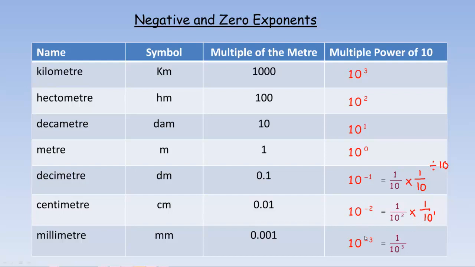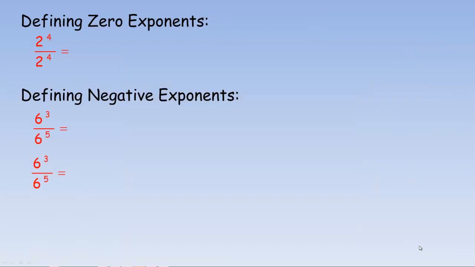So that's what a negative exponent means. It means they're reciprocal. So 10 to the exponent negative 3 is the same as 1 over 10 cubed, or 1 over 10 raised to the exponent 3. Let's move on to the next page here.